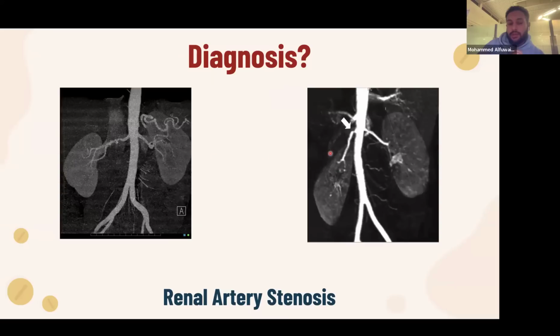Which one of these two do you suspect is atherosclerosis? This one. Good. Why? Ostial stenosis, very good. Ostial stenosis or proximal stenosis. Okay. Proximal or ostial, which is the opening of the renal artery, is where you usually have the atherosclerosis build up. This causes the renal artery stenosis.